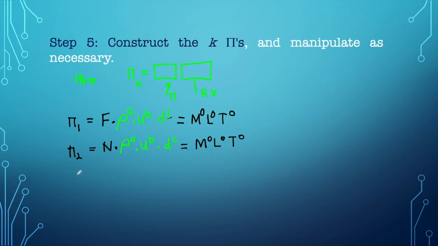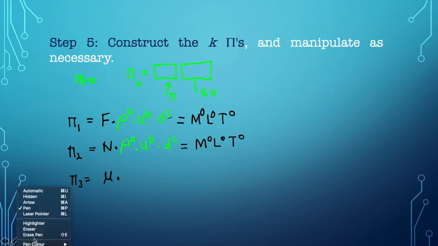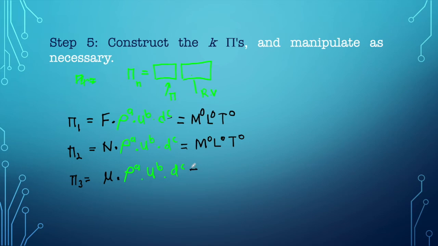Okay? And then third pi, the last pi would be viscosity times with, change pen color to green. That. So repeat again, rho to the power of A times U to the power of B times D to the power of C. Okay, equal to M power of 0, L to the power of 0, T to the power of 0. So this is the form of pi.